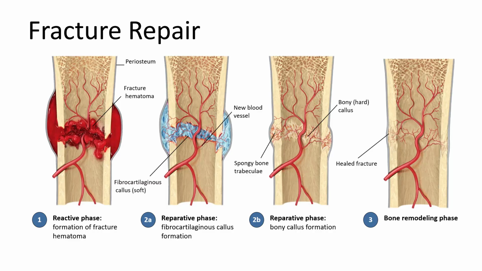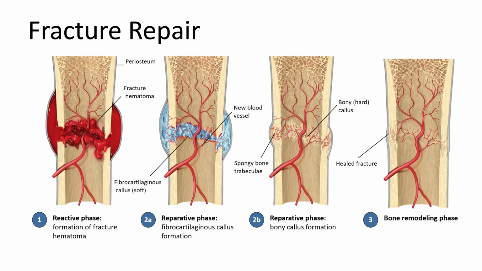We'll look at the process of fracture repair over time. Using this image, we've separated each of the 4 phases out, from the initial reactive phase on the left, all the way to the bone remodeling on the right. The reactive phase occurs within the first few hours following a fracture.